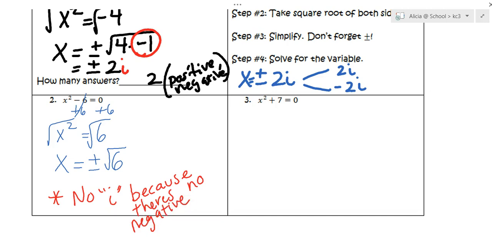Okay, what I mean about that is that there is no negative underneath the square root sign. So if there is no negative 1, there is no i in your answer. So don't get "i" happy and start adding i's where they do not belong.